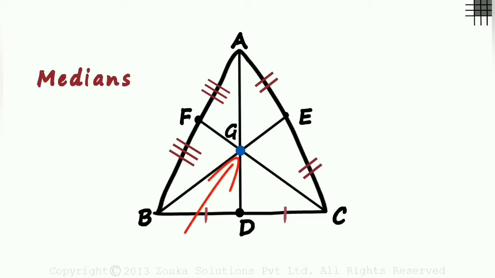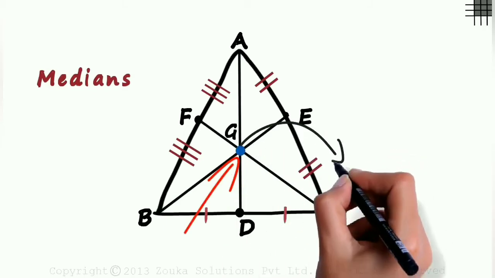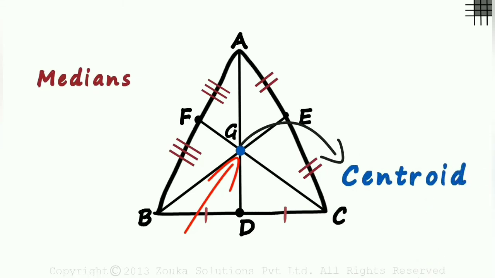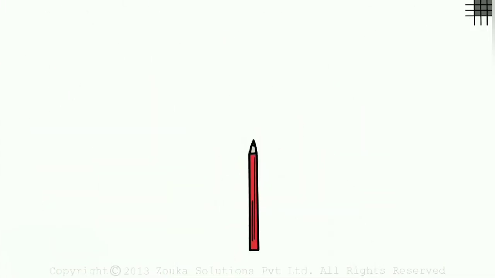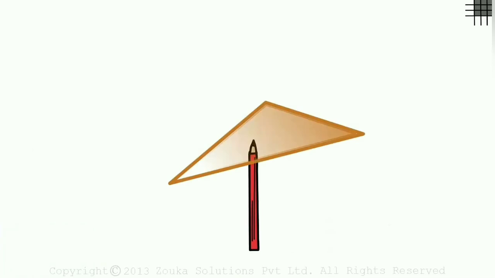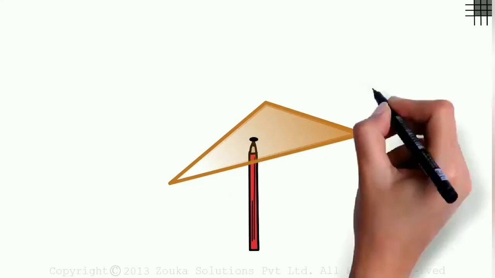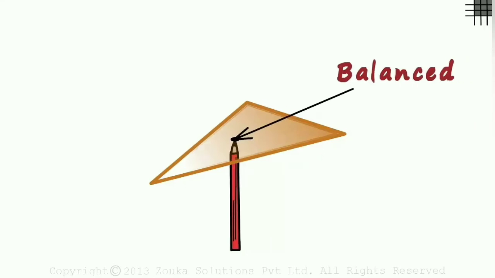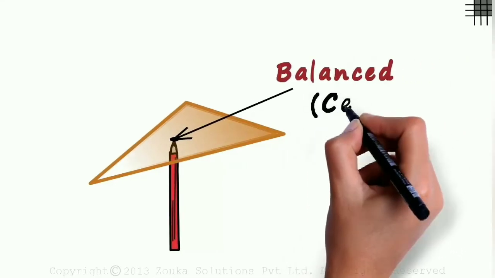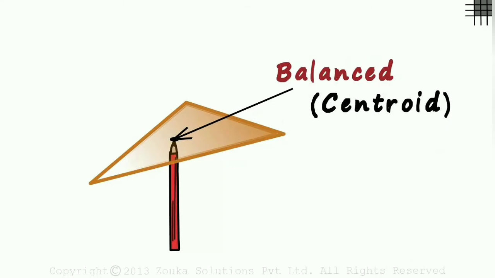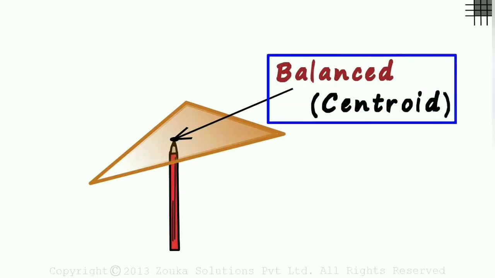This point where all the medians of a triangle meet is called a centroid. Of all the centers of a triangle, the centroid has the most number of applications in real life. Suppose you have a pencil on which you wish to balance a triangular shaped cardboard. You will observe that there is exactly one point at which this will happen. There's only one point at which it will be balanced, and that point will be the centroid of that triangle. It will always be balanced at the centroid.